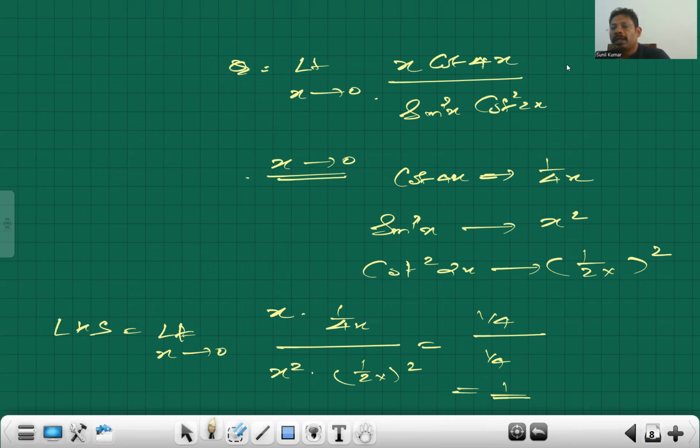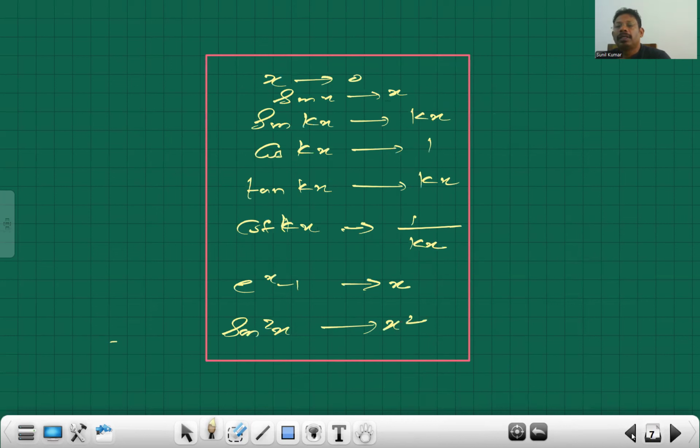In the first lecture, I did some of the basic concepts. You should remember how I did this problem. So go through one by one. Let me explain the x tending to 0 cases. Sin x is approaching x, sin kx is approaching kx, cos kx approaching 1, tan kx is kx only, approximate values I am telling you. Cot kx is 1 by tan kx, so it is 1 by kx. e raised to x minus 1 is approaching x. Sin square x equals x square.